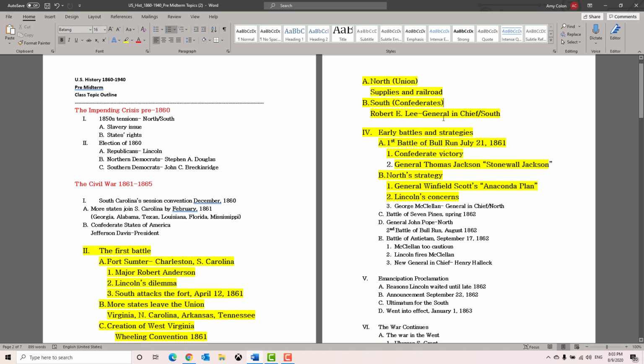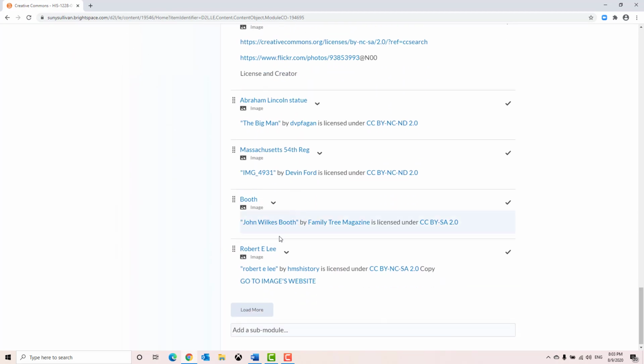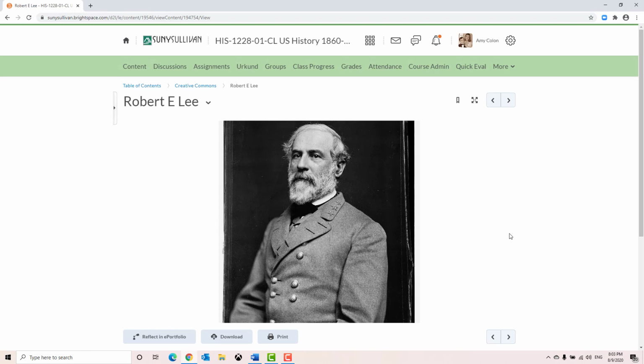The South, the Confederacy, their advantage was solid military leadership. Their general throughout the entire war was Robert E. Lee. He was from West Point. He was an excellent strategist, and he was really their stable leader in their military throughout the entire war. And I have an image of him too. This is Robert E. Lee.